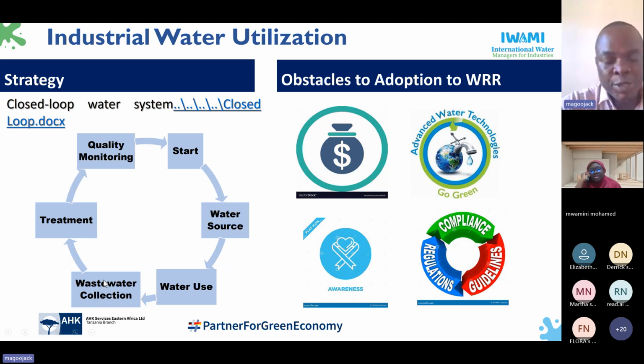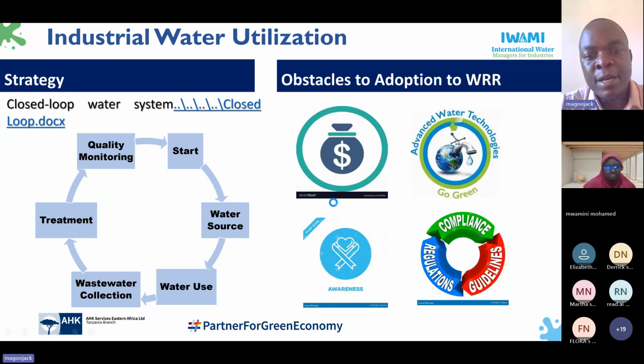So you need to also have a system of collecting such wastewater, and this wastewater should be directed to the treatment points. At the treatment point is where we expect that all those pollutants that have been contaminating your water become removed from the water, making the water safe again for further use.